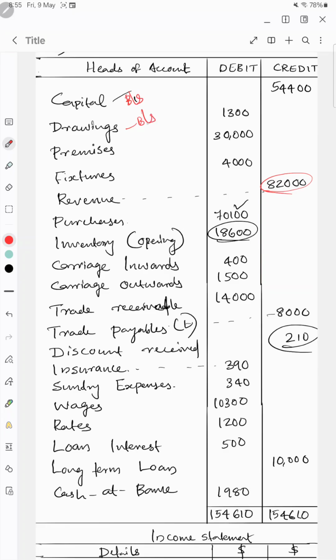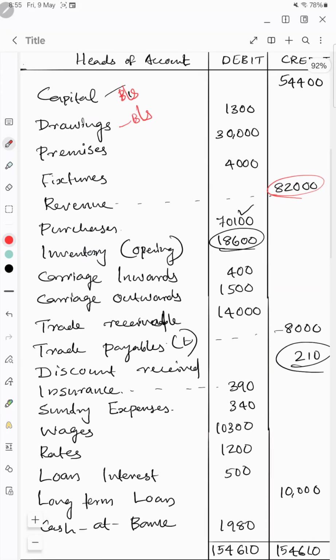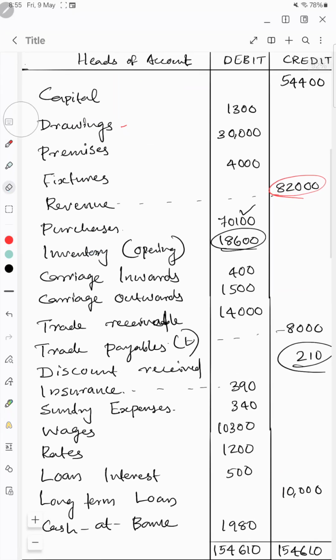Drawing is a balance sheet item, or we can say SOFP, statement of financial position. It's not an expense or revenue; only revenue or expenses will come here. Premises is an asset, an SOFP item. Fixtures is an SOFP item because it's an asset.